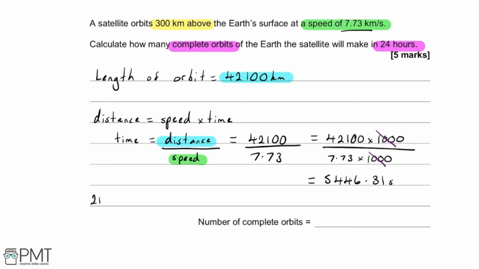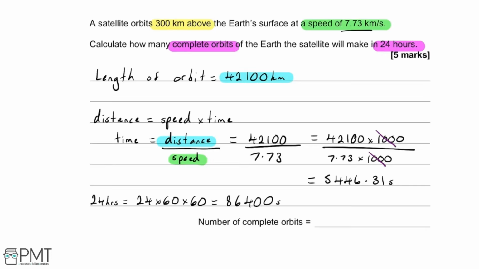So 24 hours equals, well, there's 60 minutes in an hour and 60 seconds in a minute. So we'll do 24 times 60 will give us the number of minutes in 24 hours. Times 60 again is the number of seconds in 24 hours. And that is 86,400 seconds.